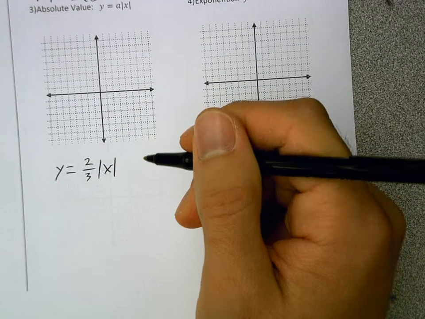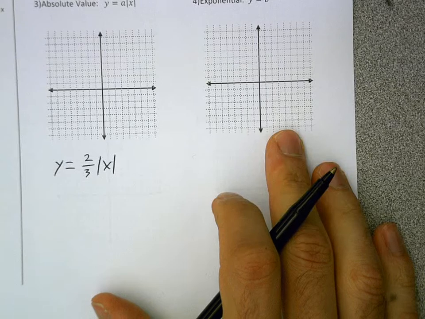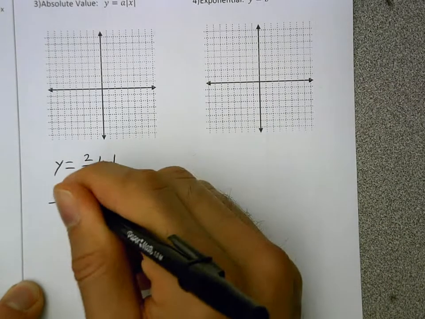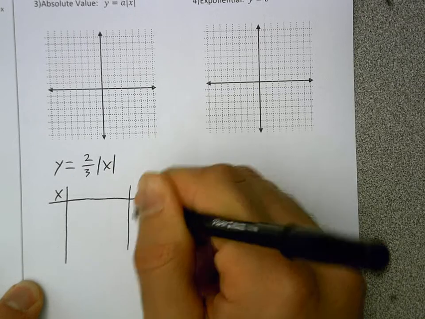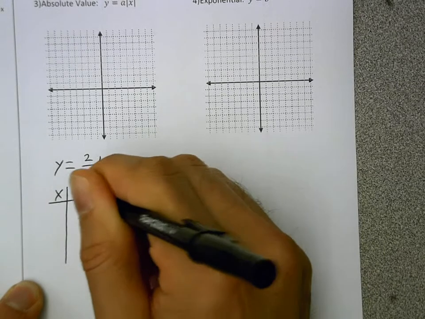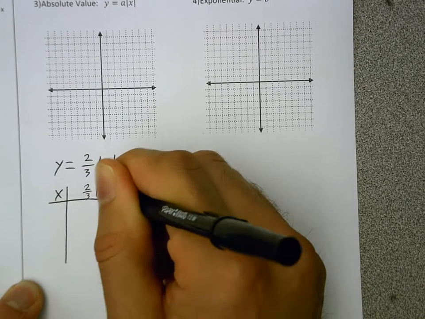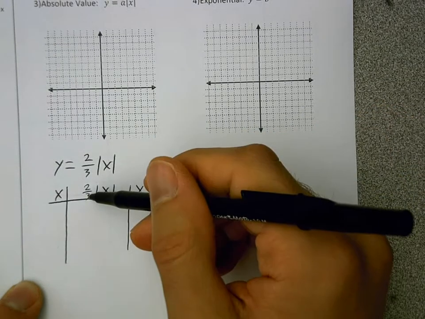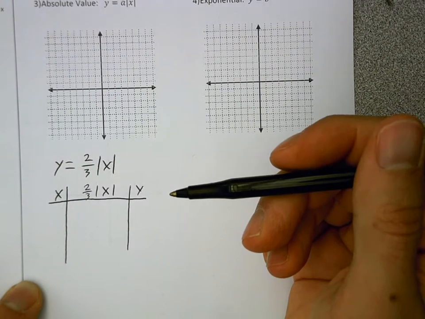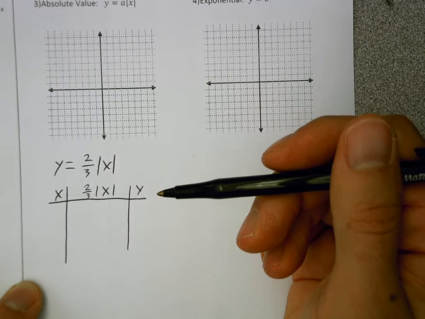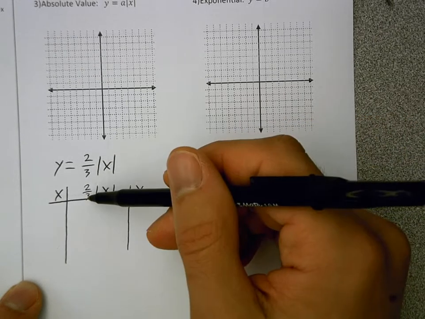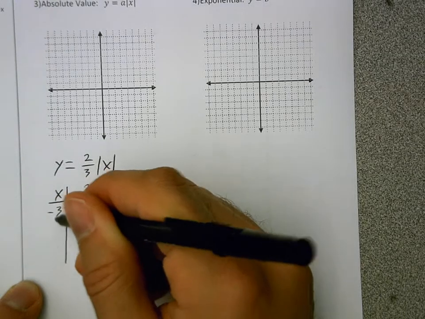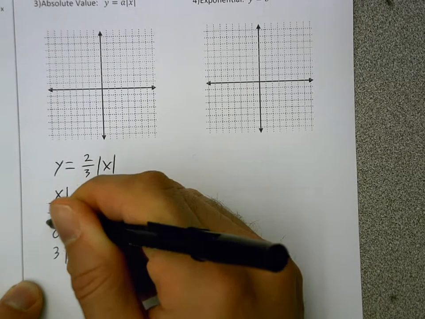So if I want to graph this, same idea, I can make myself a nice little broken T chart. I can put in whatever numbers for x that I want, but notice that my fraction has a 3 on the bottom. It's going to be a lot easier if I pick numbers divisible by 3. So let's take -3, 0, and 3 as our numbers here.